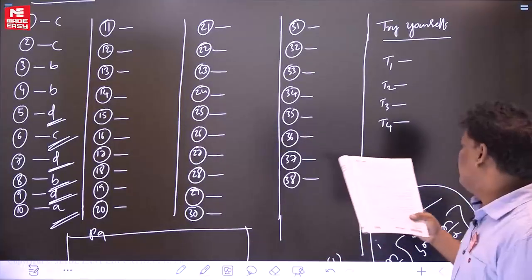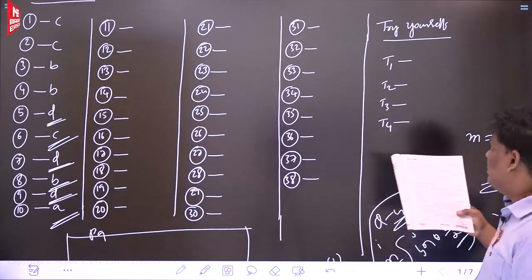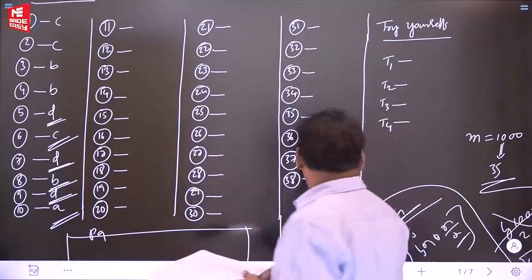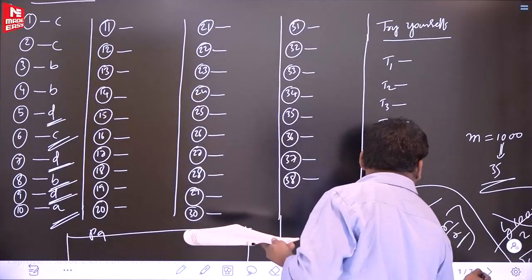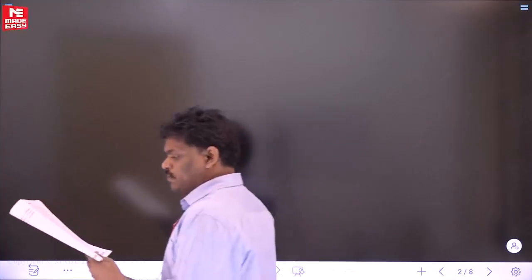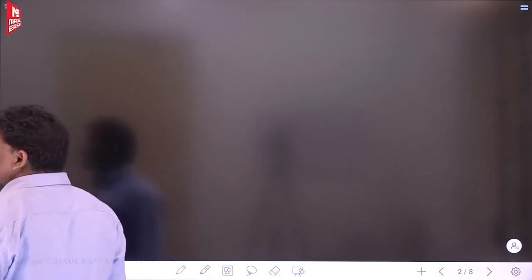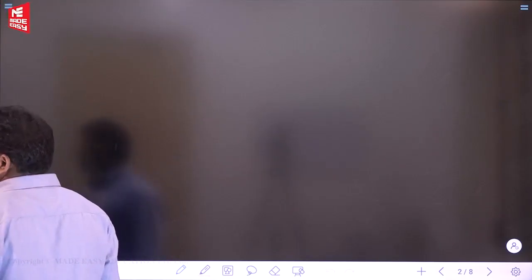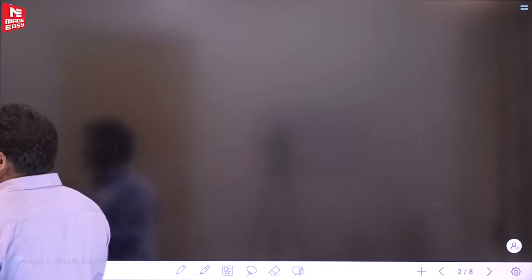Question number 10, what is the answer? A. Question number 11. Let's start. What is the answer? Some functions are given. You have to write the increasing asymptotic order. It's going to be very easy. You know this answer also.